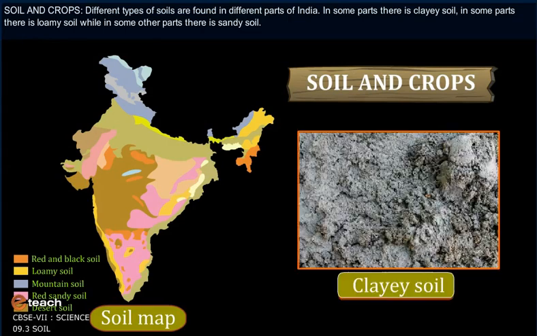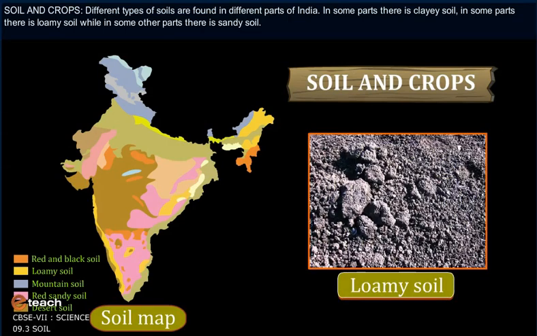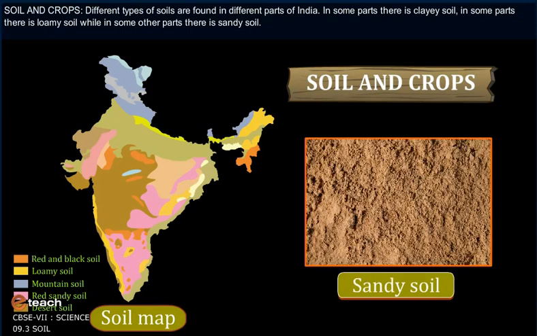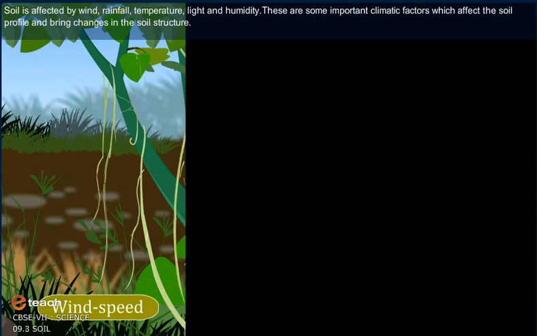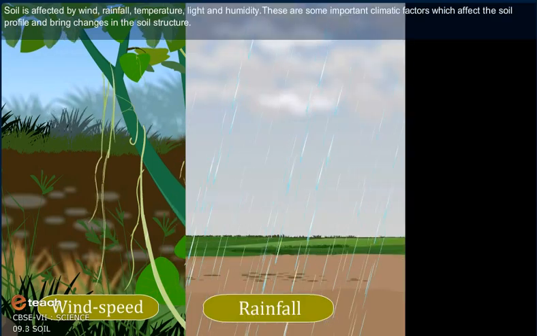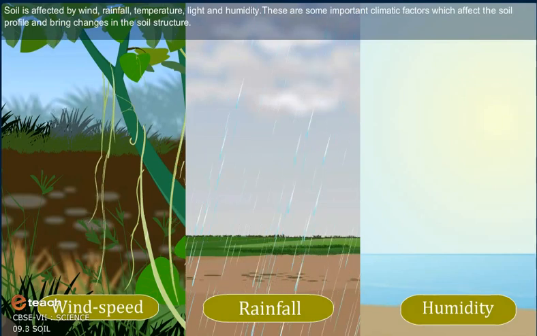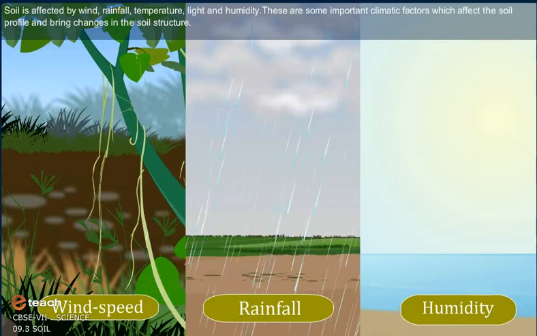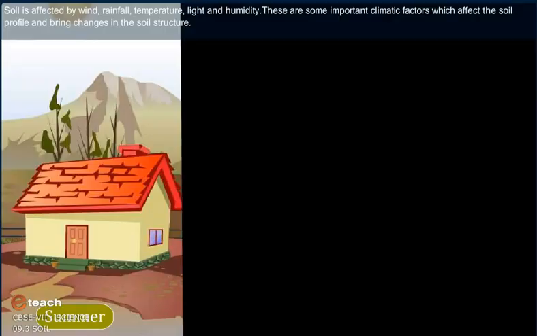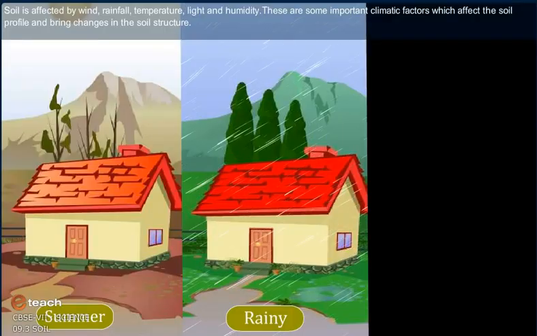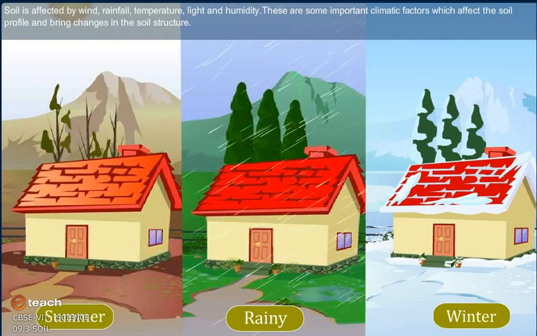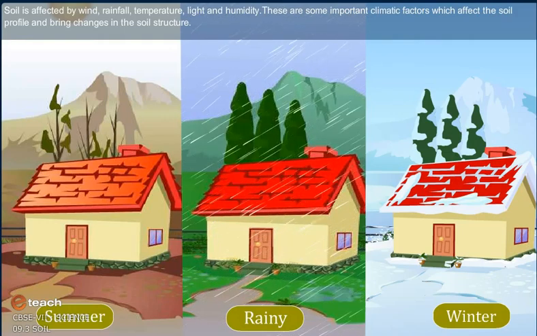In some parts, there is clay soil. In some parts, there is loamy soil, while in some other parts, there is sandy soil. Soil is affected by wind, rainfall, temperature, light and humidity. These are some important climatic factors which affect the soil profile and bring changes in the soil structure.